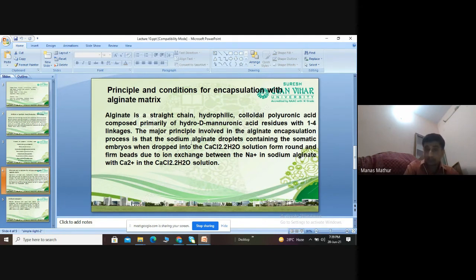What is the basic mechanism? As I told you, they will form round beads. Why? Because there is an ion exchange between the sodium present in sodium alginate and the calcium ion present in the calcium chloride solution. As a result of the ion exchange, there is the formation of bonds. The bonds will provide stability, so the layer will develop around the somatic embryos, which are already there in the liquid medium.